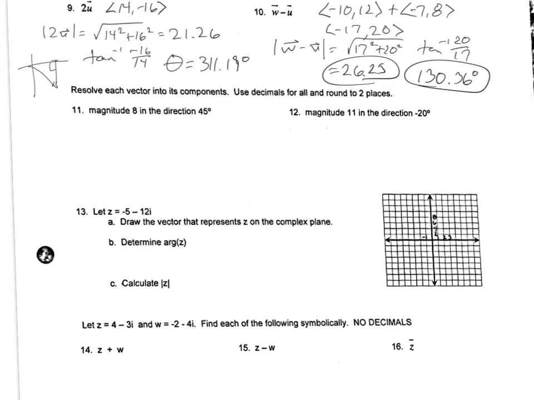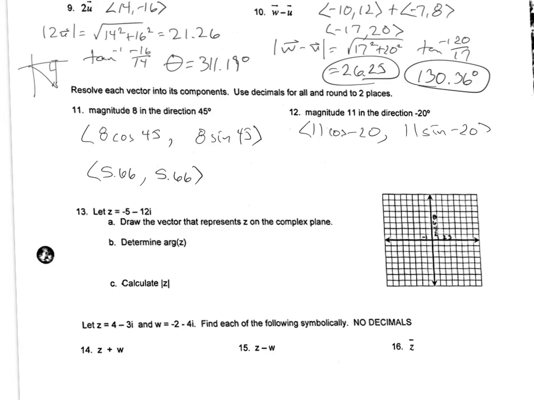And so if you recall how we do this, we take the magnitude times the cosine of the angle. That's how you get x. And then we take the magnitude times the sine of the angle, and that's how you would get y. Now we are resolving this into component form, so you want to write that in component form, please. So 5.66 and 5.66, because they're both positive in the 1st quadrant. 11 times the cosine of -20, and 11 times the sine of -20. So this one is 10.34, and then the 2nd component is -3.76.